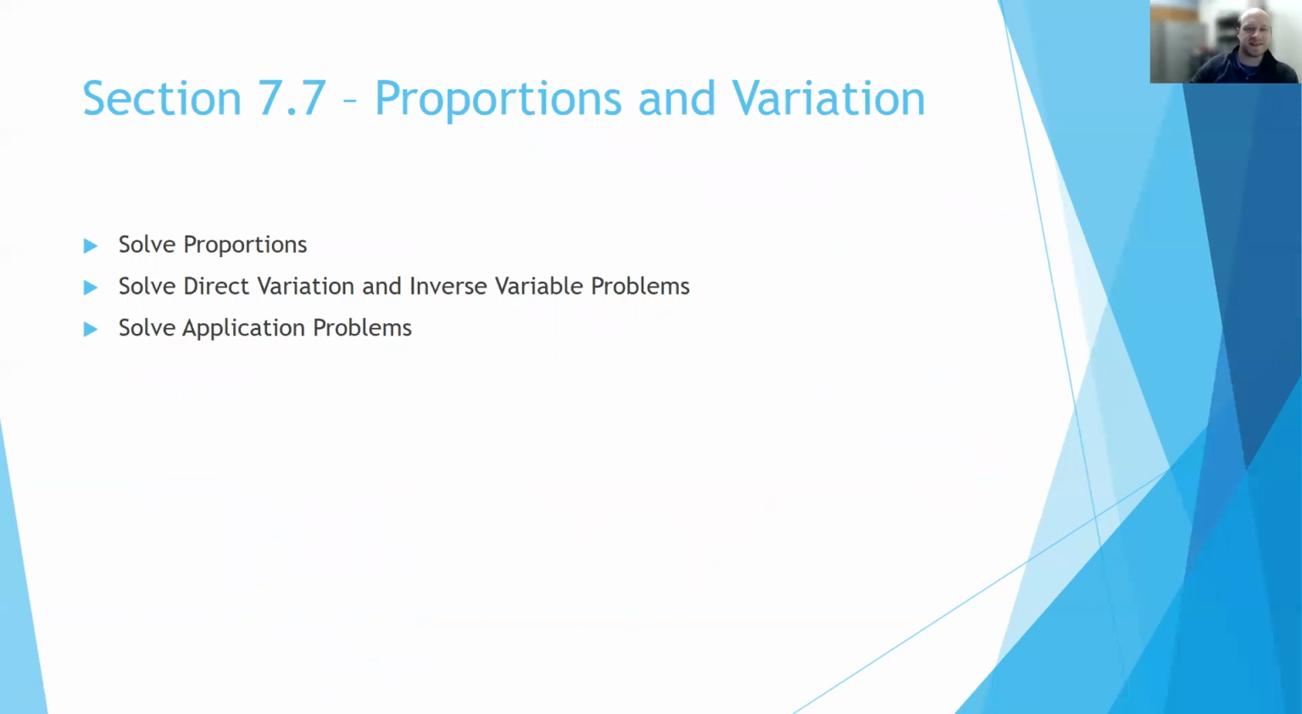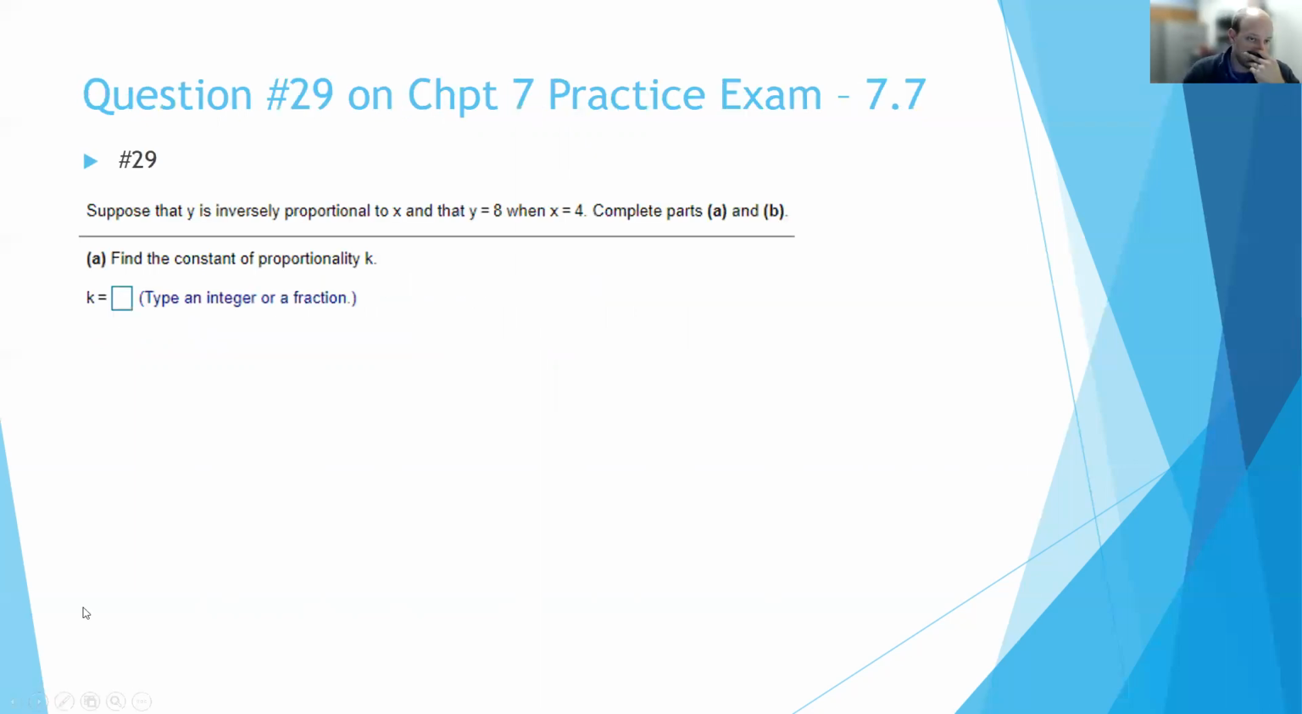Let's go on to section 7.7, proportions and variation. So a few different goals here. We're going to solve proportions, solve direct variation and inverse problems, and then solve some application problems. Now we might not do all of that. I'm going to try to focus more on the variation here, but you did have those other topics, just so you know. Actually, we will do an application problem.